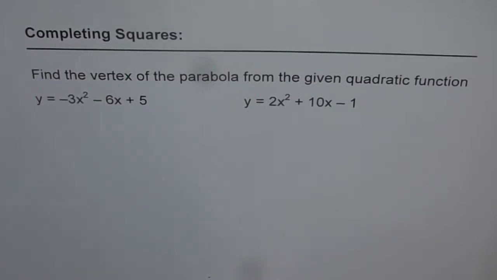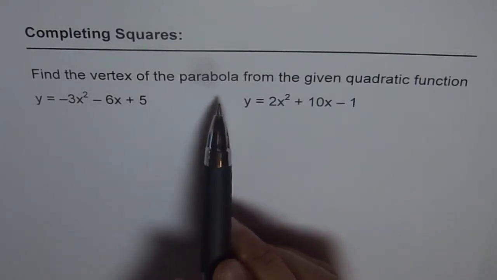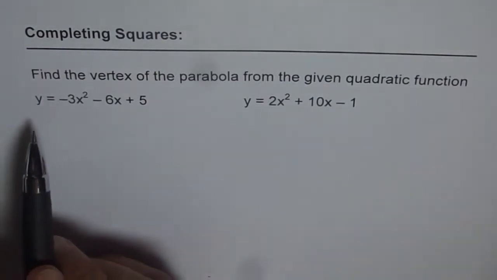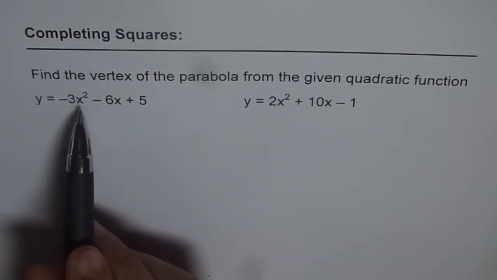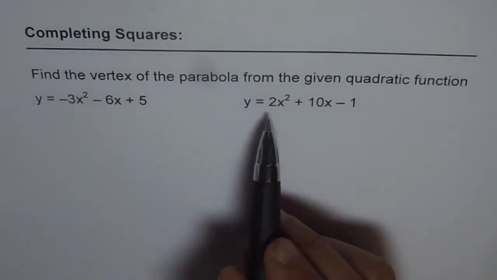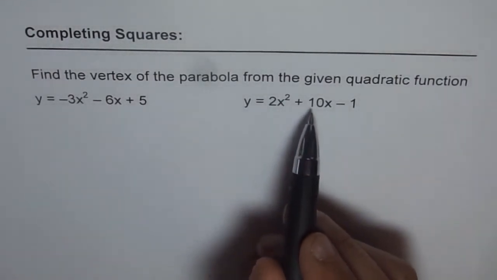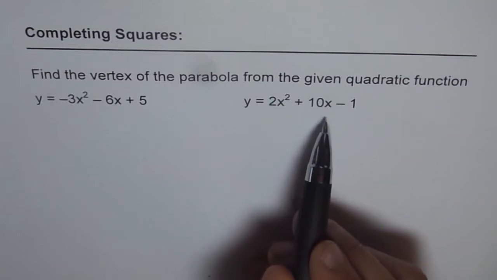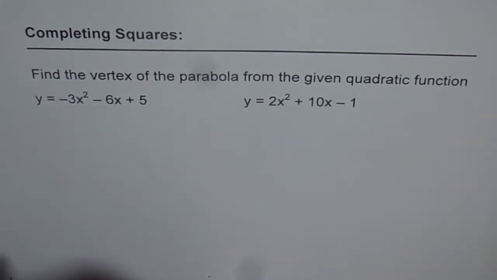Let us now do the completing the square method for a quadratic equation where the leading coefficient is not 1. Find the vertex of the parabola from the given quadratic function y = -x² - 6x + 5. And we also have y = 2x² + 10x - 1. That is for you to practice. This one I'll do for you.